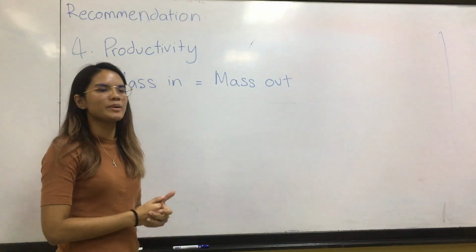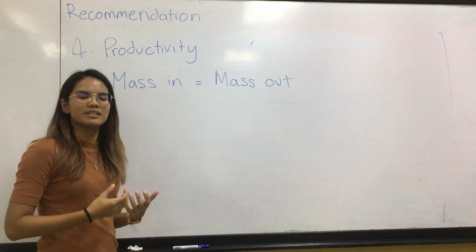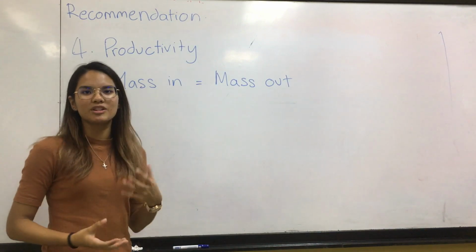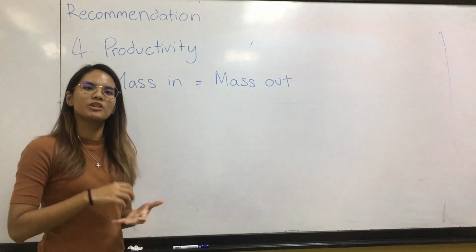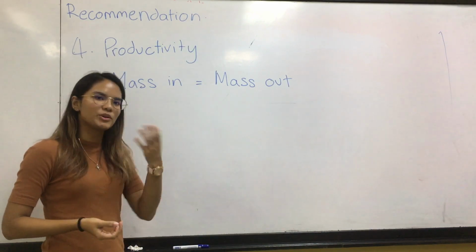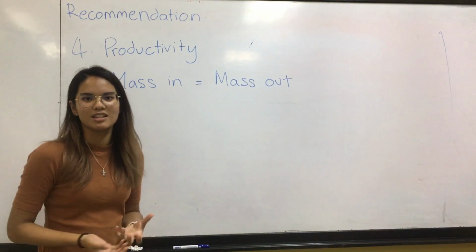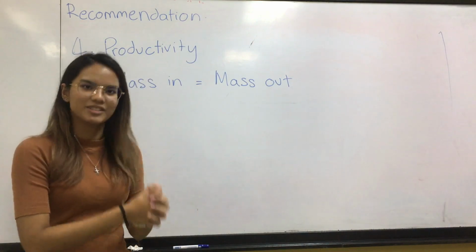The last recommendation for today is productivity. Basically, from mass balance, you can tell that your mass flow in will be equivalent to your mass flow out. So to increase your productivity, the obvious way is to increase your feed as well. But productivity in itself is also linked to purity as well as separation ratio. So there is no point in increasing your productivity if your purity is not high. So these two factors will also link to each other.